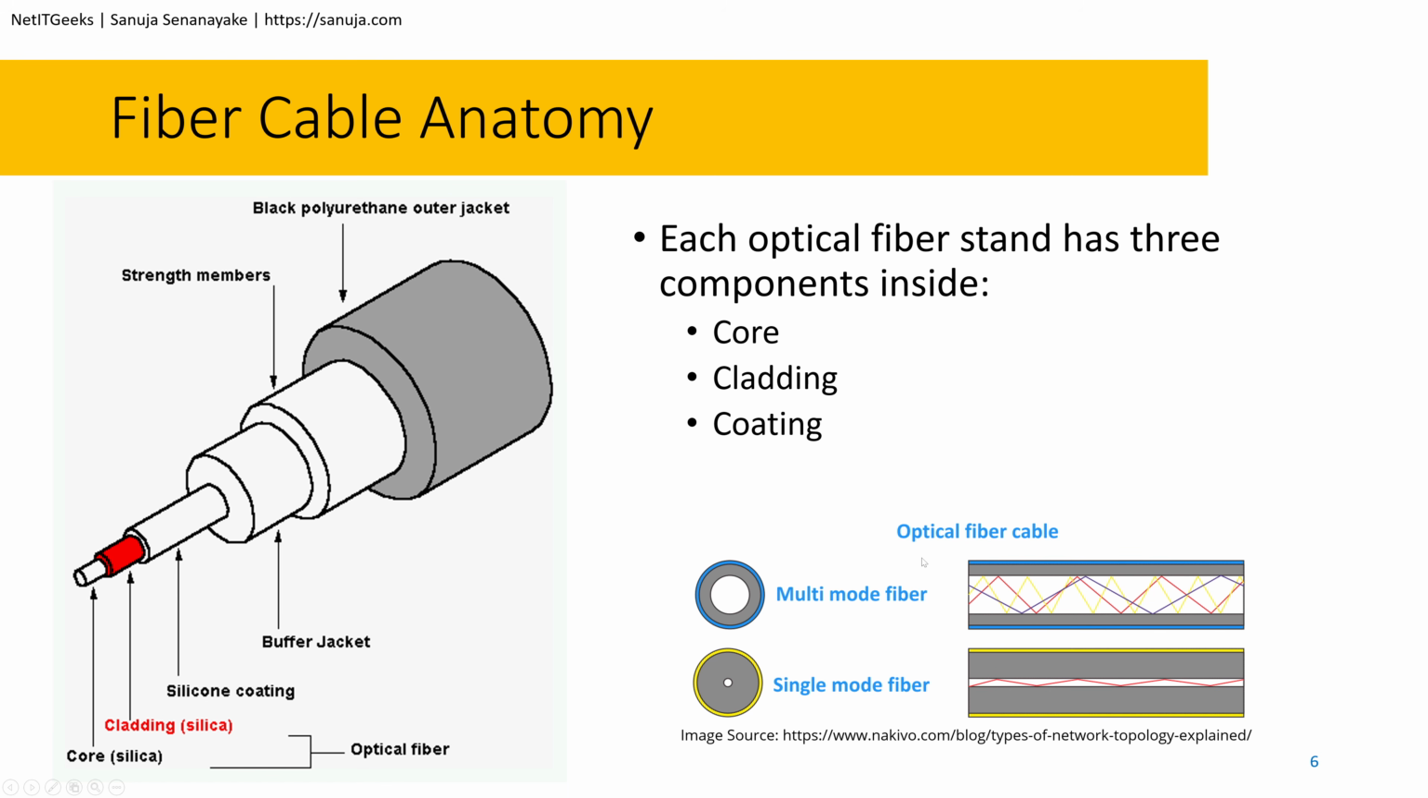So each optical fiber strand has three key components: the core, cladding, and coating. Keep that in mind. And when you look at optical fiber cable, there are two types, one called multi-mode fiber and the other called single mode fiber, which I'm going to introduce in the next few slides. And depending on what type of fiber, the core itself may be either very thick or very thin depending on your situation. So keep that in mind as well. Again, I will introduce what multi-mode and single mode mean in the next few slides.